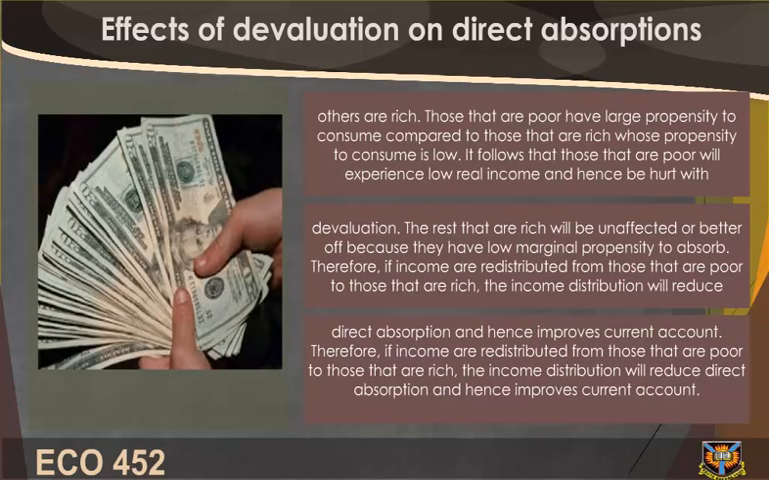others are rich. Those that are poor have a large propensity to consume compared to those that are rich, whose propensity to consume is low. It follows that those that are poor will experience low real income and hence be hurt by devaluation. The rest that are rich will be unaffected or better off because they have a low marginal propensity to absorb. Therefore, if income is redistributed from those that are poor to those that are rich, the income distribution will reduce direct absorption and hence improve the current account.